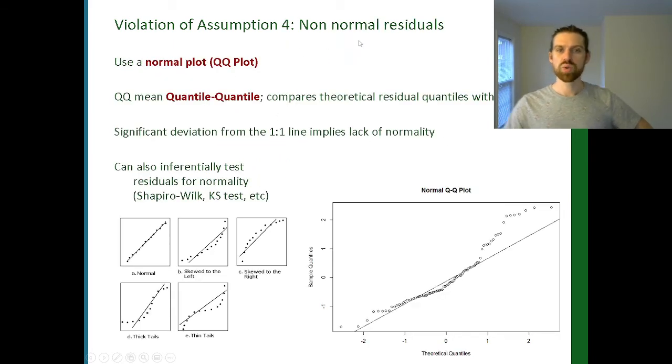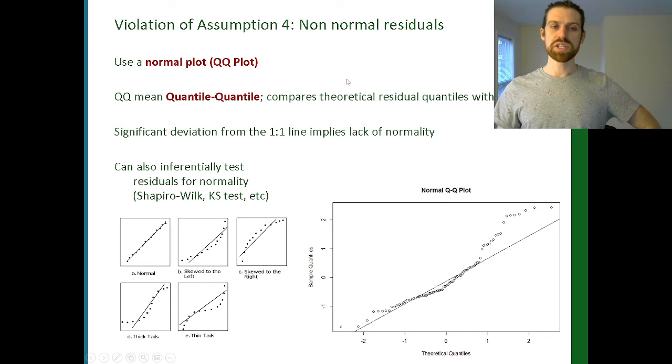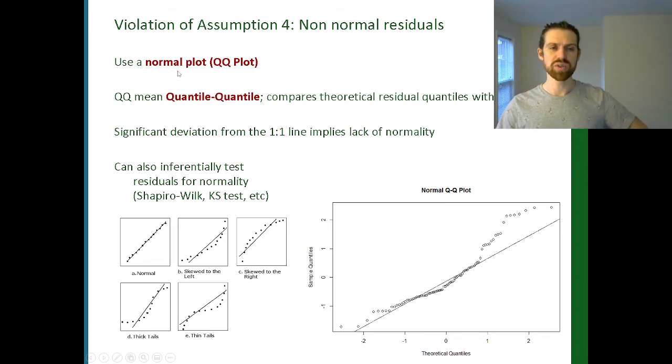So we need to make sure that our residuals are also normally distributed, and one way to do this is that we can use a normal plot which plots the theoretical residual quantiles expected against the actual quantiles which we obtain, so it's called a QQ plot. And basically if you get a deviation from this line, what we're getting is a lack of normality.